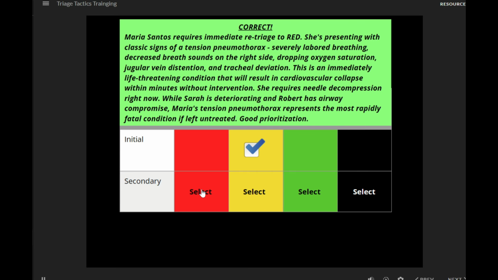Correct. Maria Santos requires immediate retriage to red. She's presenting with classic signs of tension pneumothorax: severely labored breathing, decreased breath sounds on the right side, dropping oxygen saturation, jugular vein distension, and tracheal deviation. This is an immediately life-threatening condition that will result in cardiovascular collapse within minutes without intervention. She requires needle decompression right now. While Sarah is deteriorating and Robert has airway compromise, Maria's tension pneumothorax represents the most rapidly fatal condition if left untreated. Good prioritization. Click Next to continue.